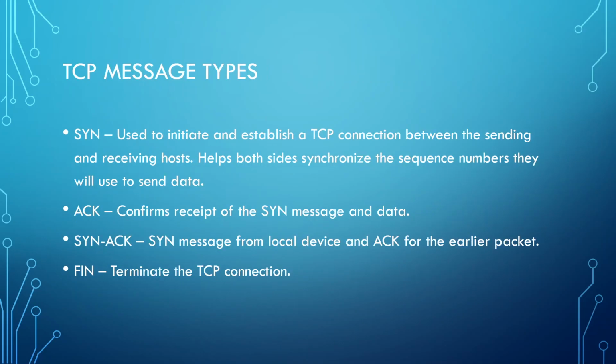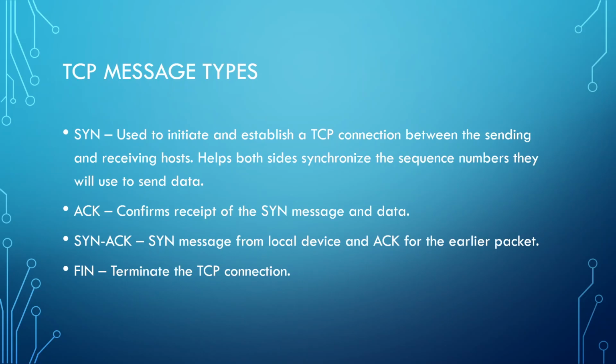Now let's have a look at some TCP message types. We have the SYN message, which is used to initiate and establish that TCP connection between the sending and receiving host. This also has both sides synchronize the sequence numbers that they will use to send data. Obviously both sides have to use sequence numbers for their data, and we'll talk about why in a bit. This essentially allows both sides to say, I'm going to start with this sequence numbering, and so they both know what the starting sequence numbers are going to be from both sides.